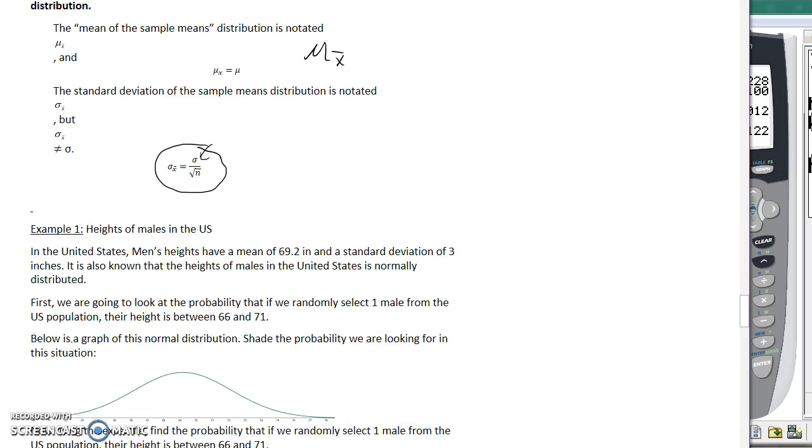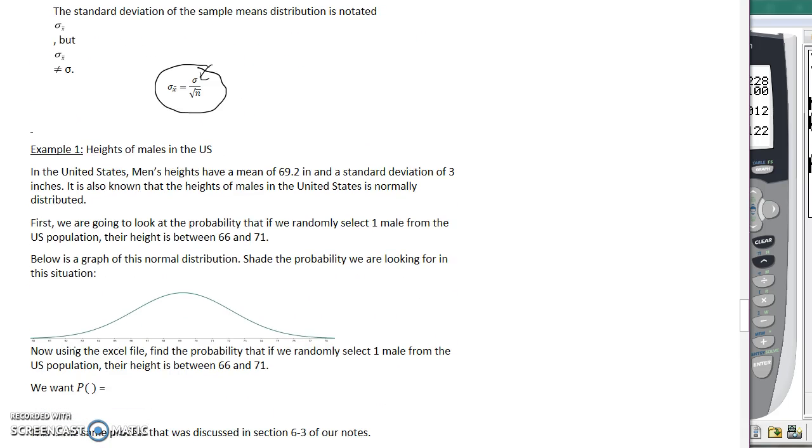So here's an example. In the United States, men's heights have a mean of 69.2 and a standard deviation of 3 inches. It's also known that males' heights in the United States are normally distributed. First, we're going to look at the probability that if we select one male from the U.S. population, their height is between 66 and 71. So below is a graph.